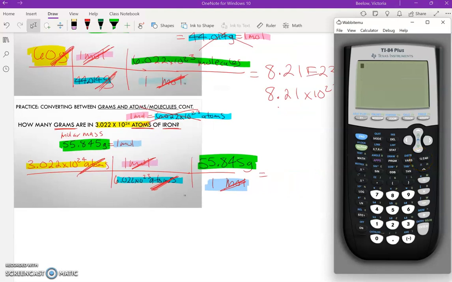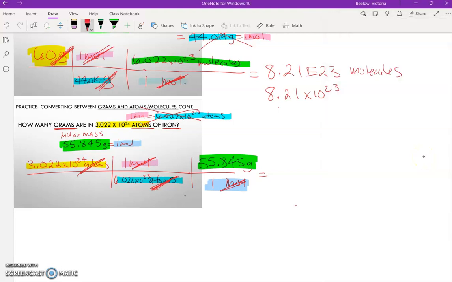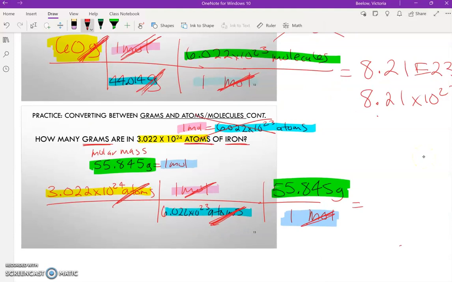So now I have to multiply everything in the top. So 3.022. And again, we're going to use that E, 24. And again, when you enter it like this, okay, so now in my picket fence, I have atoms will cancel, moles will cancel. I'm just left with grams, and that's what I wanted my answer in.